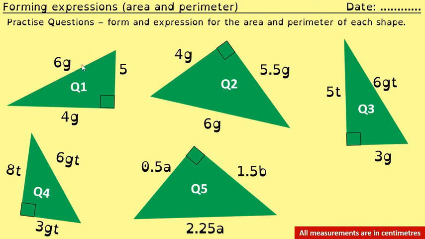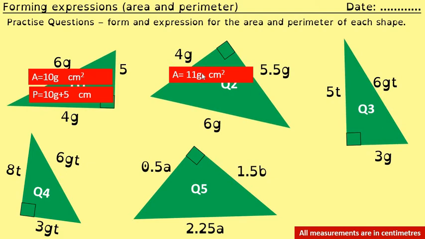So for question 1, our area is going to be 1/2 times 4g times 5, and that gives us 10g. And then our perimeter is adding up our three sides, which is 10g plus 5 centimetres. For question 2, our area will be 1/2 times 4g times 5.5g, which, oh, I have a feeling I've done this one wrong. Yep, I should have a g squared here, right? Because I've got g times g, so 11g squared is the answer there. Then for my perimeter, I'm going to add up my three side lengths, and that gives me 15.5g centimetres for my perimeter.